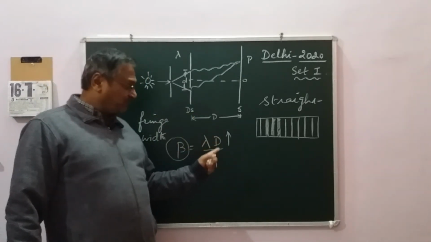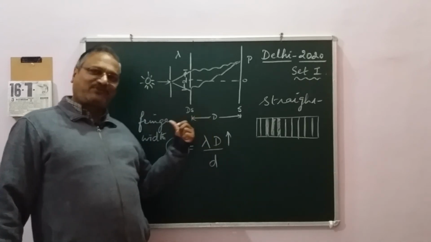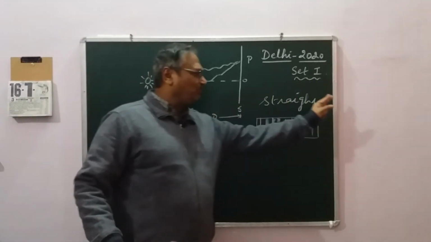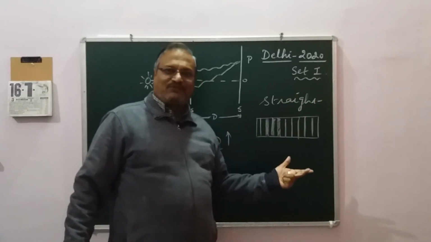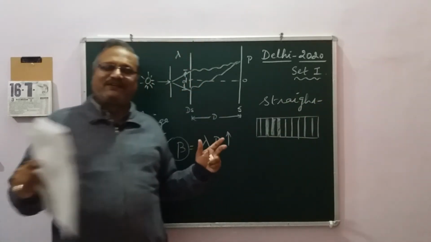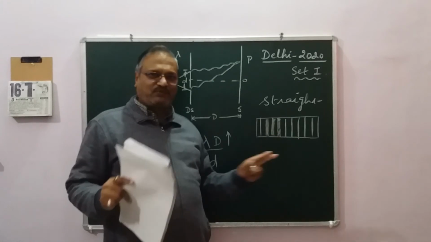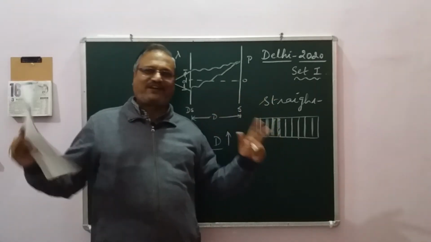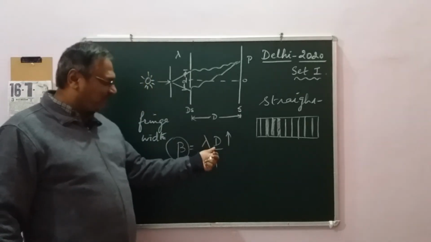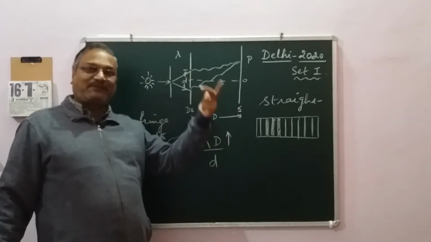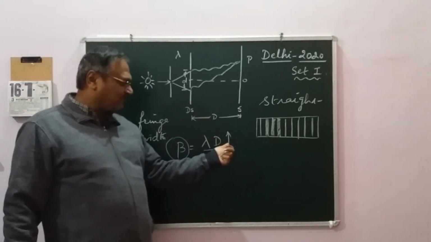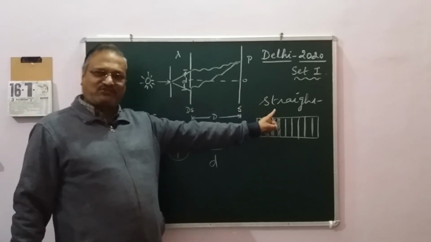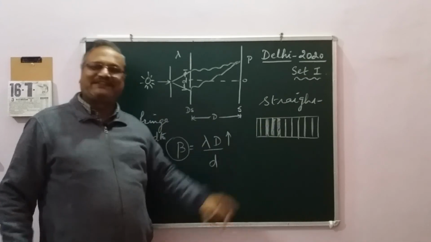Otherwise, if the distance increases, what will happen to the fringe width? If the distance goes too much, you will not see the fringes clearly. Yes, they will be too broad, so you cannot see. So check that answer. The distance is too much, but options are given. So we have to choose the best option, that is a straight line, right?